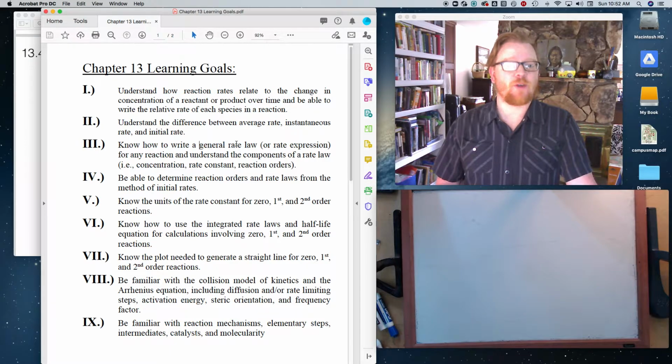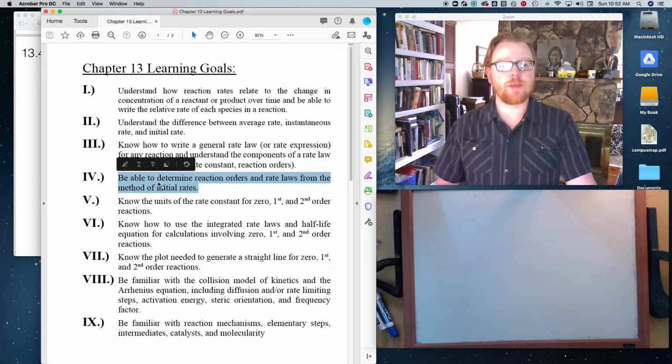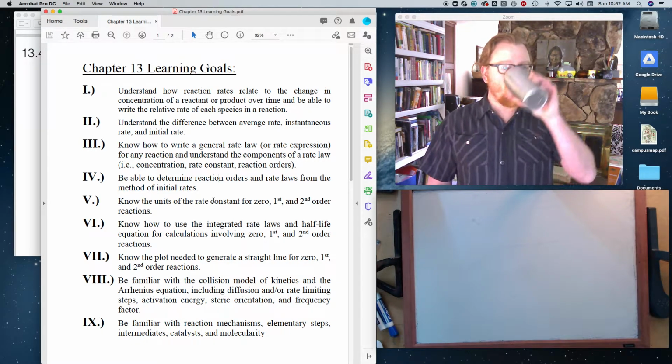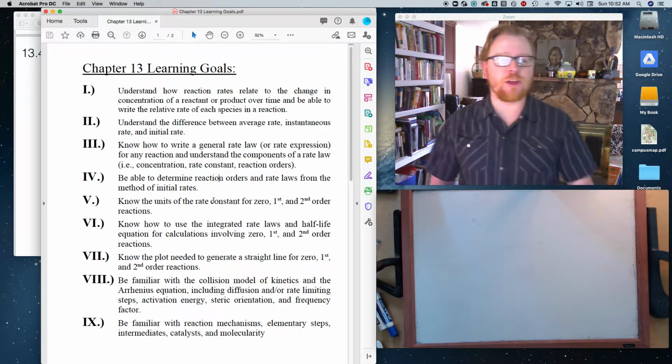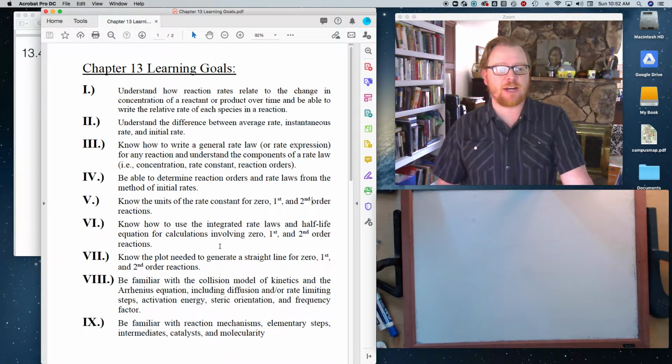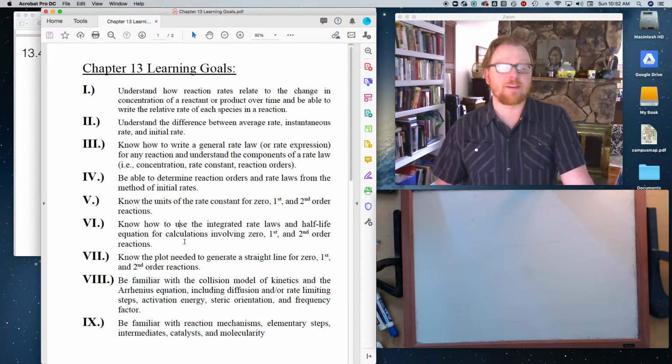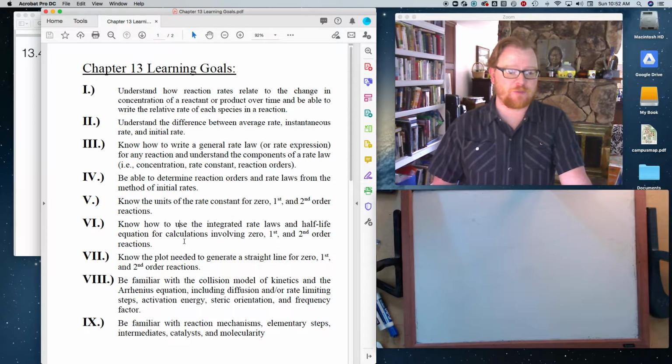Number 3, know how to write a general rate law. Number 4, be able to determine reaction orders and rate laws from the method of initial rates. So make sure that you're okay with this. Learning goal number 4 is what you're going to do in your virtual lab coming up. Know the units of the rate constant for 0, first, and second order. Know how to use the integrated rate laws, and know the plots needed. All of these learning goals 5, 6, and 7 come from that summary of reaction orders that I went through in the previous video.